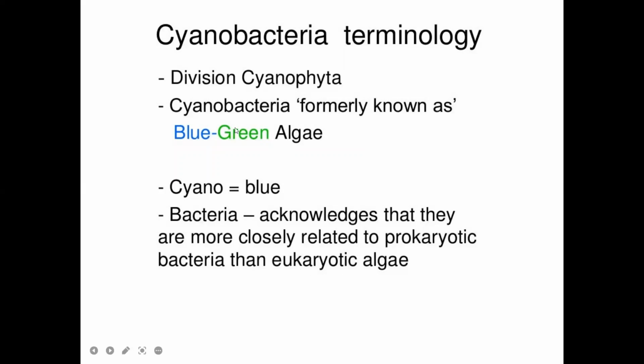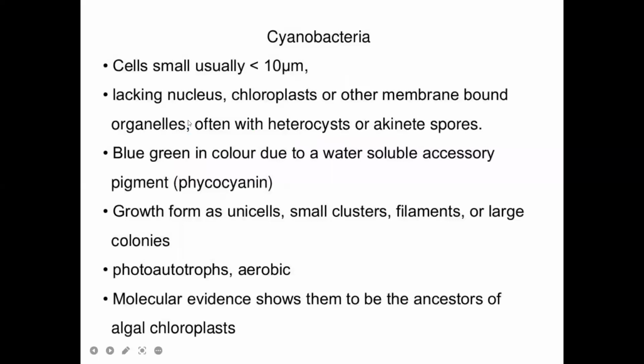Here we are calling them by 2 names, cyanobacteria and blue-green algae. Cyano means blue and bacteria means they are more closely related to bacteria. And blue and green are pigments. Blue-green algae means blue and green refer to some pigments.